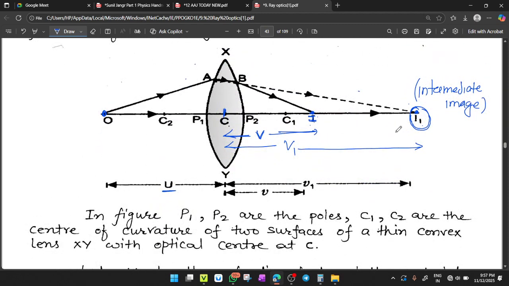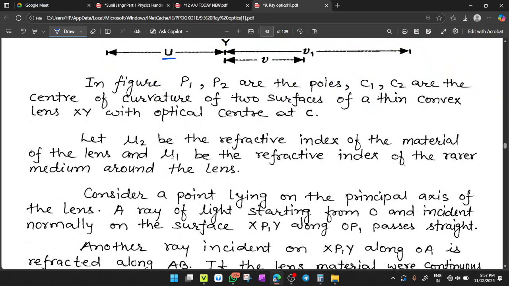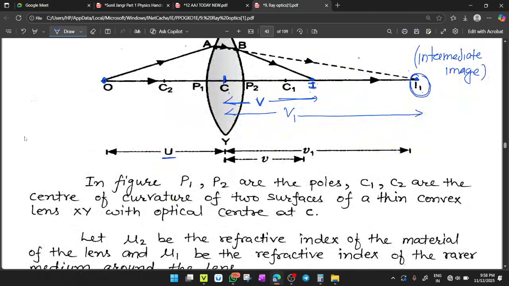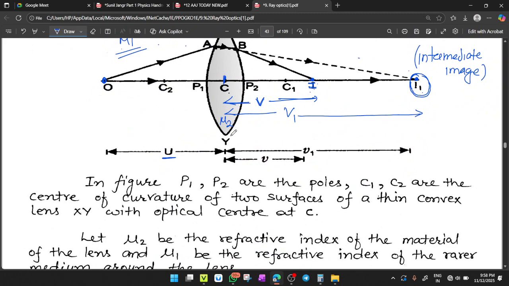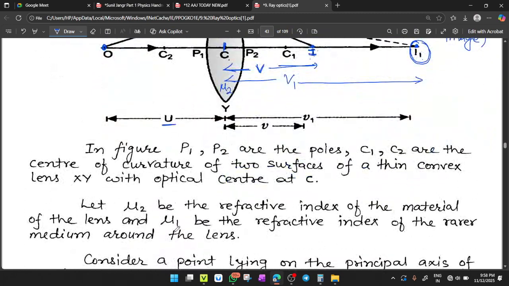Rightward it is C1 and left side it is C2, the centers of curvature of the two surfaces of the thin convex lens XY, with optical center O. Take the refractive index of the glass part as mu2 and the outer part as mu1. Inside the glass, take the refractive index as mu2 and outside it is mu1.